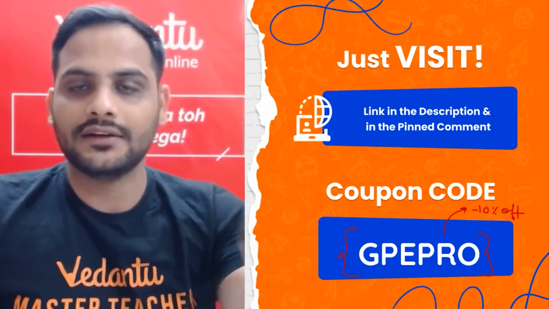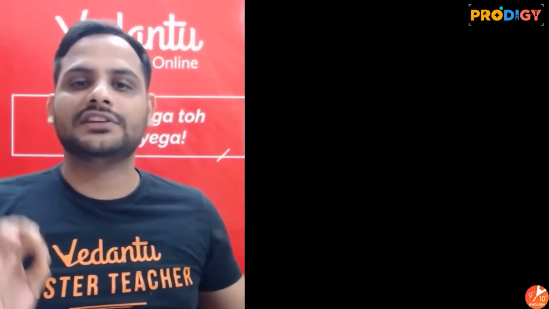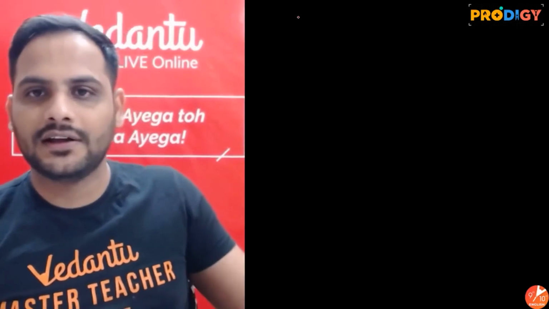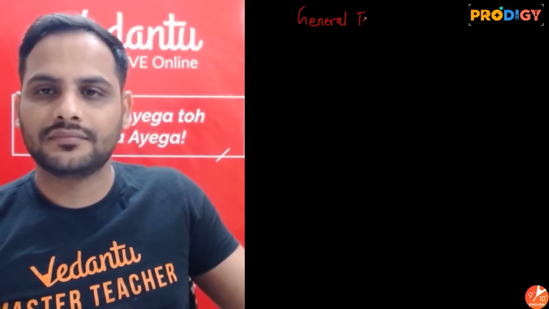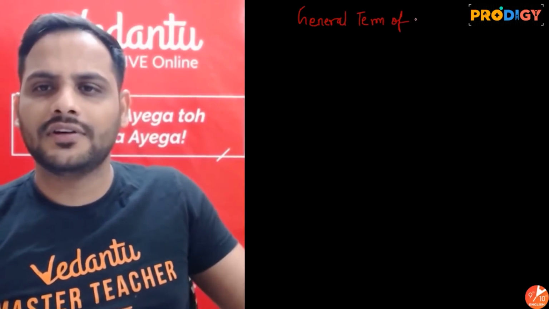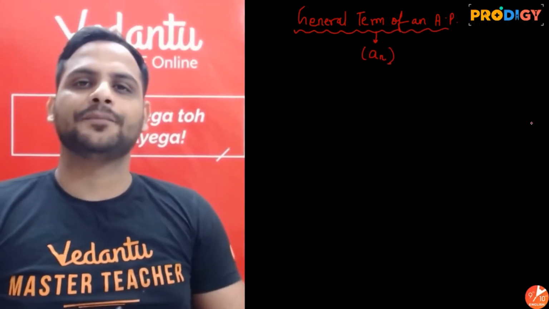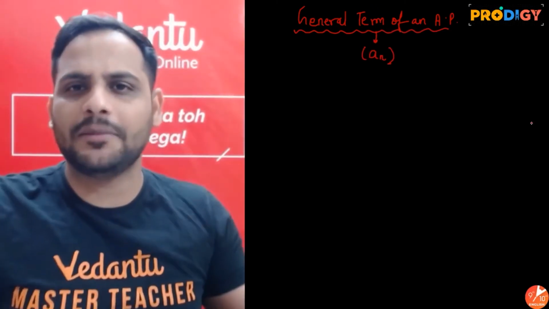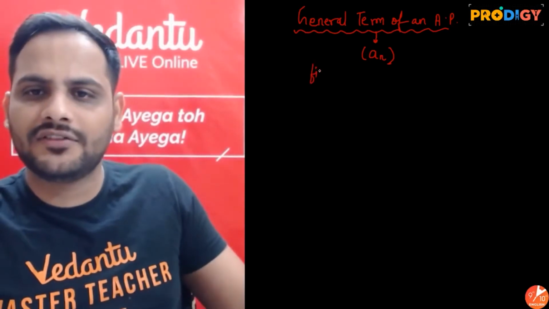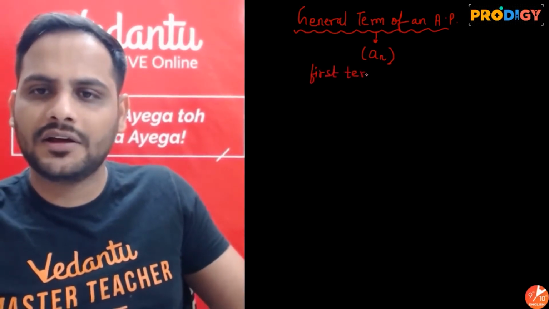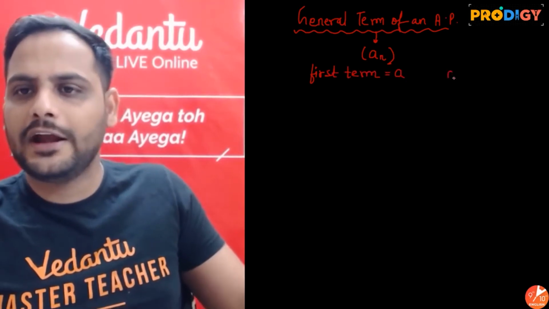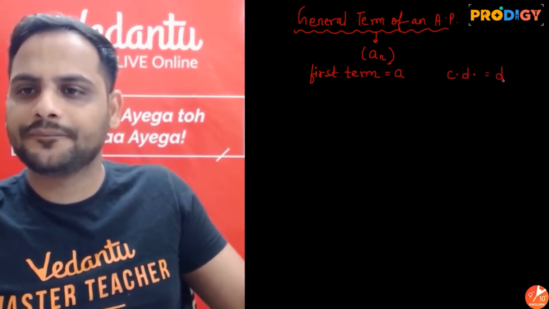Let us move ahead with our main topic, that is the general term of an AP, or you can say the nth term. General term of an AP means what? The nth term. What will be the nth term of an AP? So guys, let's look at an AP. How does an AP look? Suppose I take my first term as A and my common difference as D.